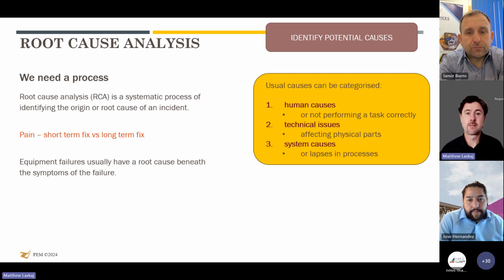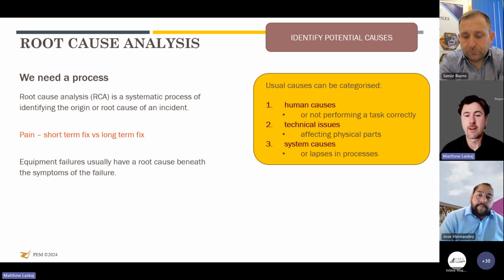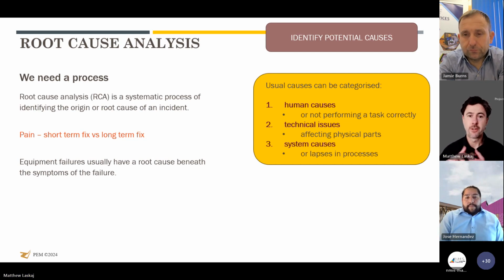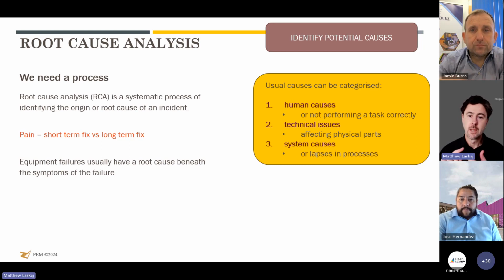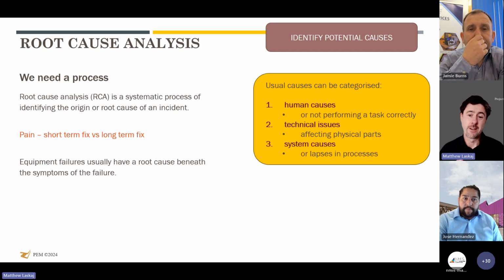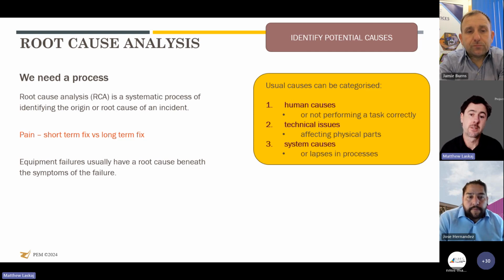The main areas that we can categorize these failures into is three. The human errors, the human causes. Somebody didn't do a task correctly, and it's not always their fault that they've not done it correctly. It could be the fact they didn't have training. It could be the fact that they had time pressures because other things were more urgent. So there's a lot of human factors, human causes, that can be put into that.